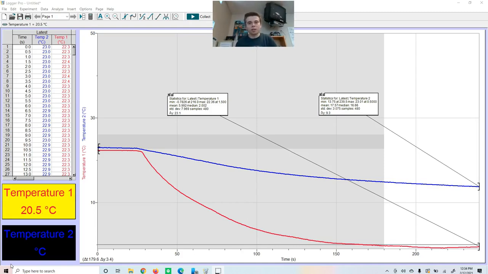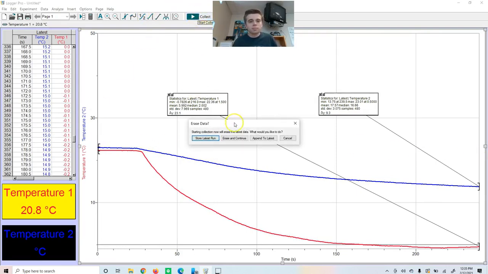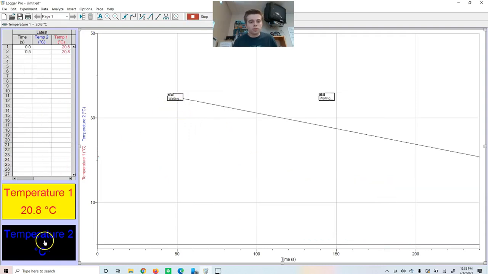For our last trial, we are only looking at water, or that wonderful molecule that I love to call H2O. To do that, I've disconnected one of our temperature probes, because we only need to look at one of them. So I went ahead and disconnected it, and I'm going to hit collect. Erase and store. Notice we only have Temperature 1. Temperature 2 is no longer collecting because I disconnected it.